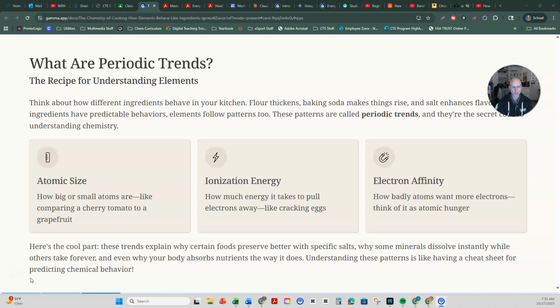So here's the cool part. These trends explain why certain foods preserve better with specific salts, why some minerals dissolve instantly while others take forever, and even why your body absorbs nutrients the way it does. Understanding these patterns is like having a cheat sheet for predicting chemical behavior.